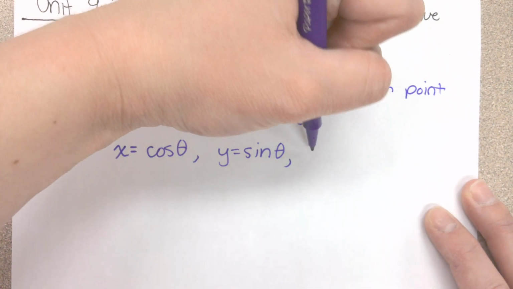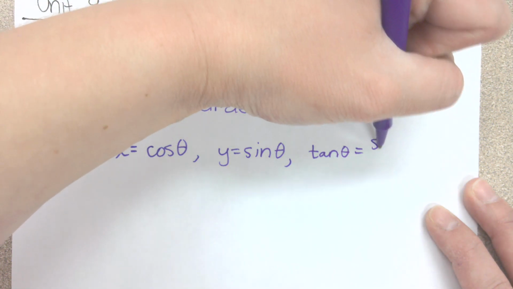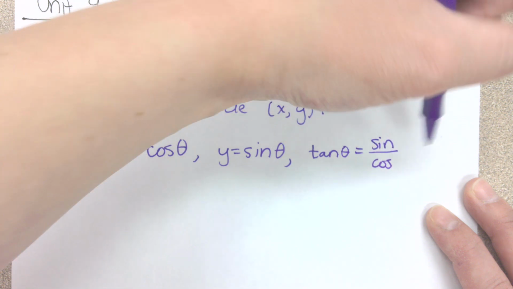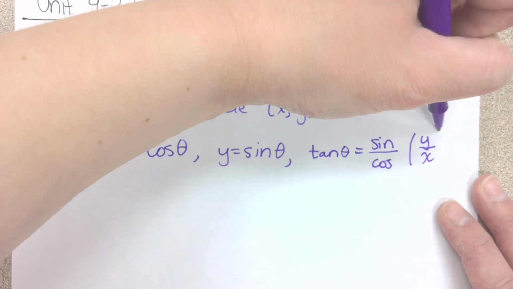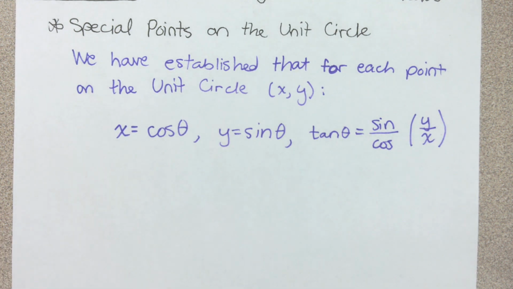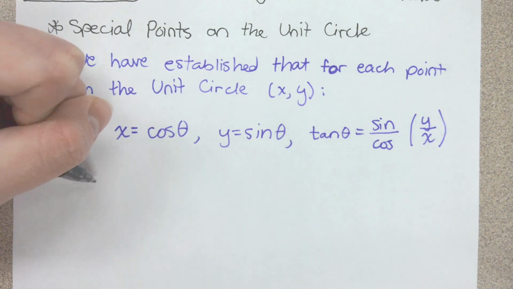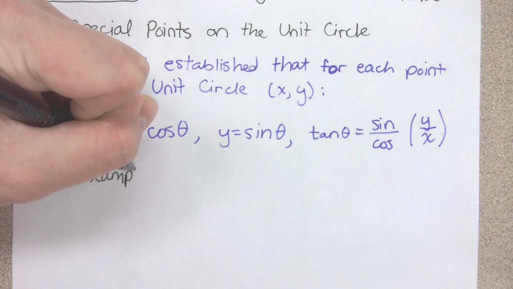And the final rule, tangent of theta is equal to sine over cosine, which is also just y over x. You can memorize that however you please. I always remembered y over x. Now I'm at the point where I remember sine over cosine, but that takes practice. We're going to use these rules to answer the questions below. And these are quick problems, so we're just going to do several of them.